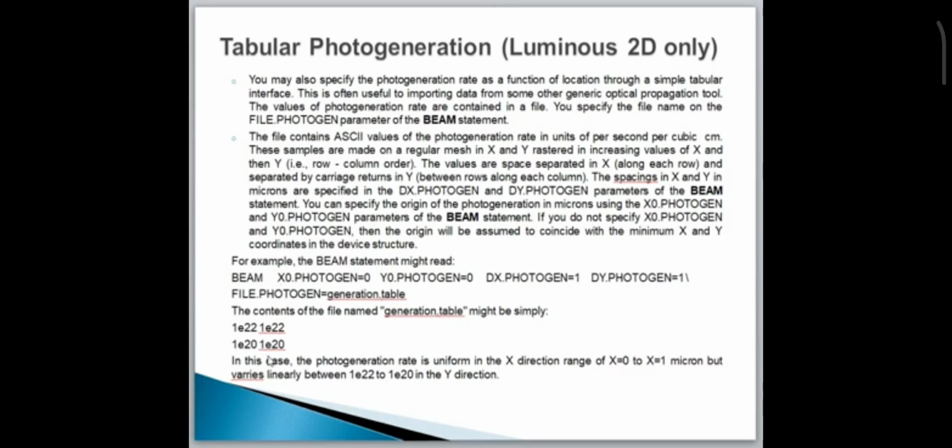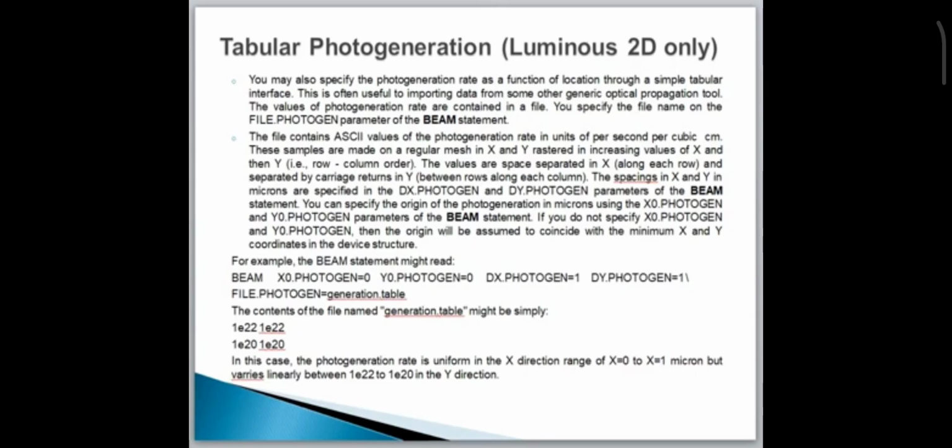This is the tabular interface I have defined: 1E22, 1E22, 1E20 and 1E20. This is often useful for importing data from some other generic optical propagation tool. The values of the photo generation rate are contained in a file. You specify the file name in the file.photogen parameter of the beam statement. The file contains ASCII values of photo generation rate in units of per second per cubic centimeter.